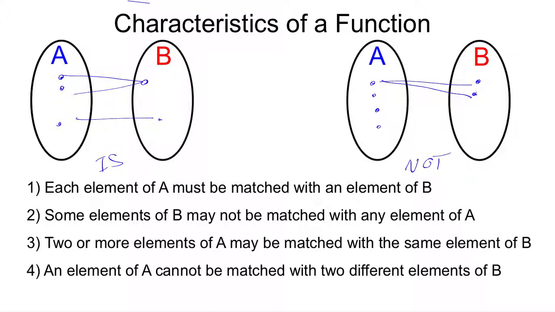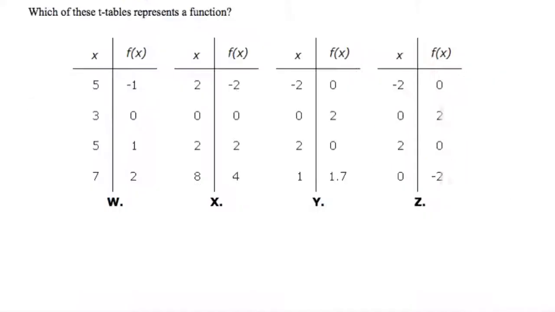So if we ignore that confusion, let's just think about some hands-on examples here. So here we go. Which of these t-tables represents a function, w, x, y, and z? They give us points. Well, with this first one, w, we can see we have two of the same x value going to different y values.